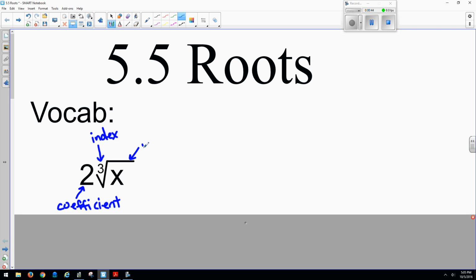The symbol is a radical. And whatever's underneath the radical is called a radicand. Make sure you write that down. That's some important vocabulary there.